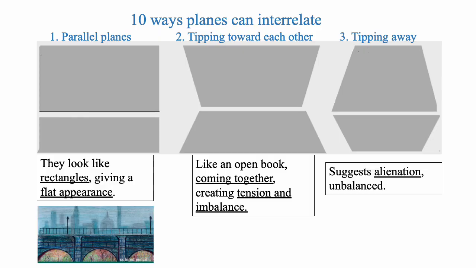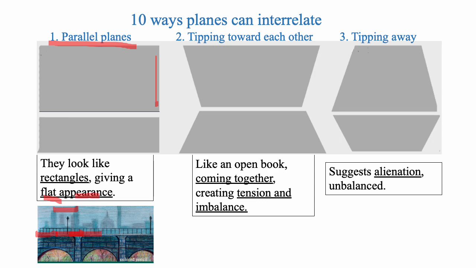The simplest relationship between two planes is when they are parallel, so they look like rectangles, and that gives the image a flat appearance. So in my picture here, the bridge is a vertical rectangle, and the buildings in the back are also on a vertical rectangle. So they're parallel and it gives a flat appearance.